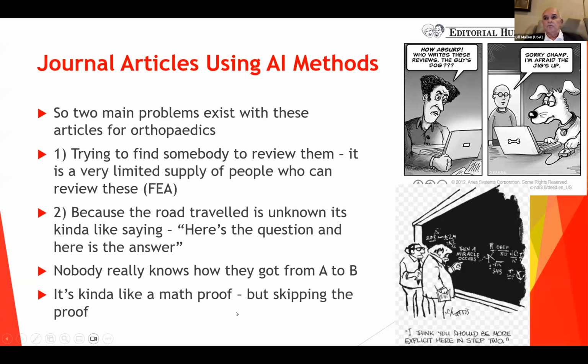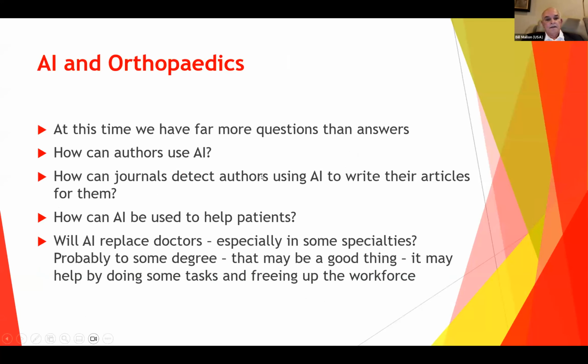It's like a math proof, but you skip the proof. It's like these mathematicians with all the equations on the left side of the board, the right side of the board, and in the middle, they just write, "then a miracle occurs." And that miracle now is ChatGPT, which takes you from here to here, but we don't really know how it got there. So again, at this time, we have a lot more questions than answers.